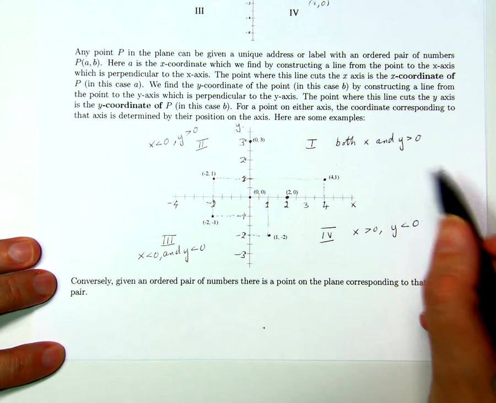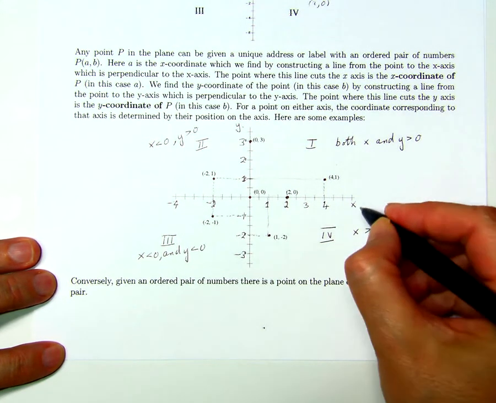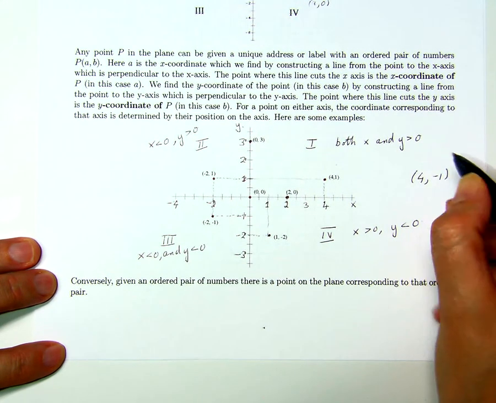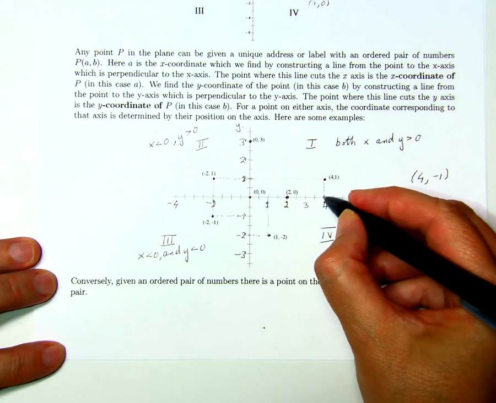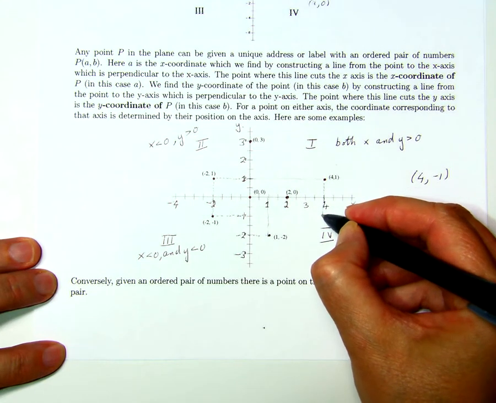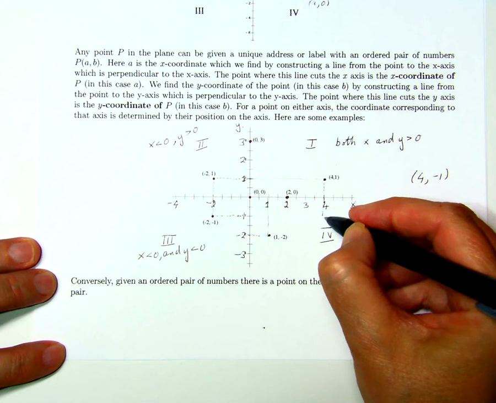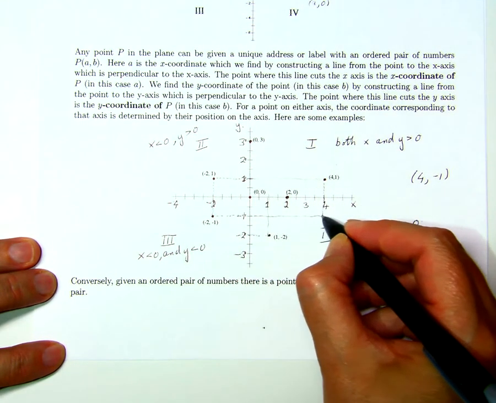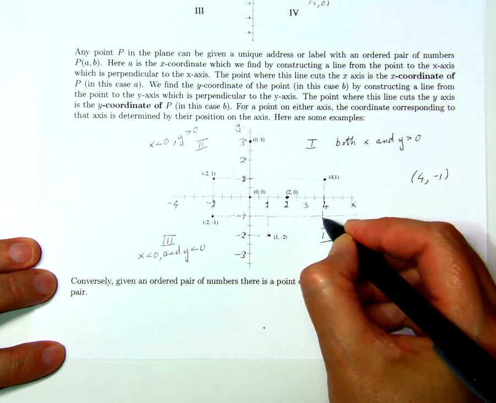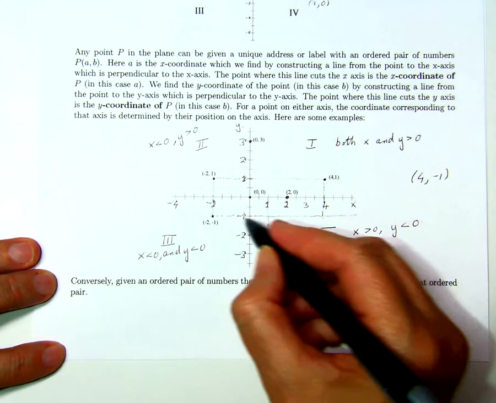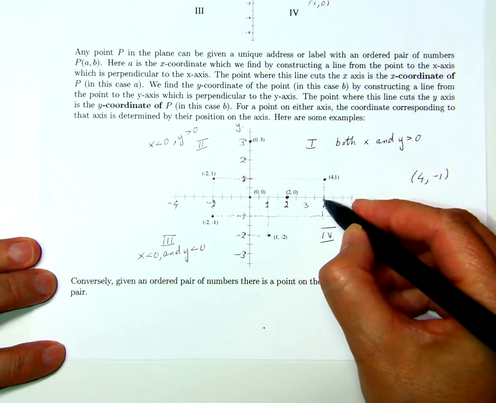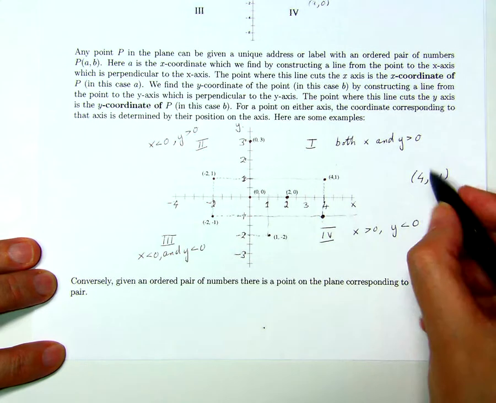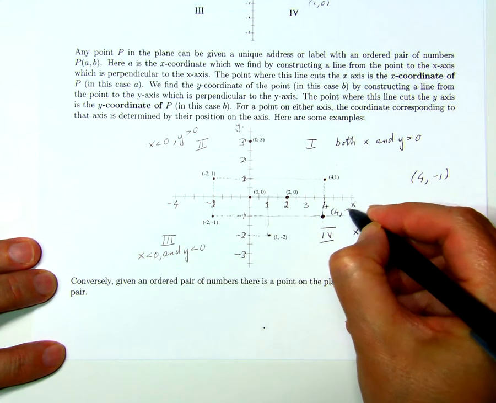For example, if I take the pair of numbers, let's say (4, -1), its x-coordinate is 4, so it should lie above or below 4 on the x-axis, and its y-coordinate is negative 1. So if I draw the line for all y values equal to negative 1, and the line where all x values equal 4, they intersect at a point, and that is (4, -1).